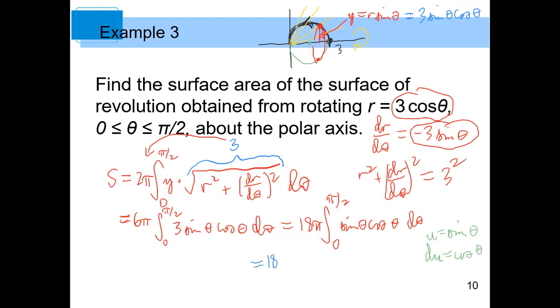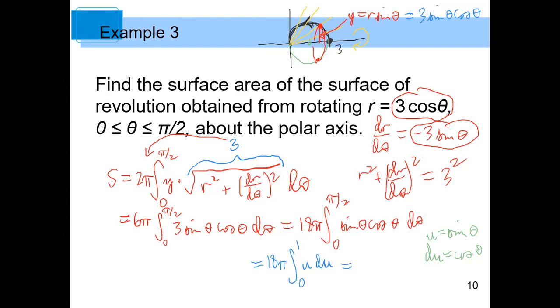Look what we end up with here. This is equal to 18 pi integral. Okay, leave the limits alone. We will fix those in a minute. But this thing is just going to be u du. What are the new limits of integration? Well, when theta is 0, what is u? When theta is 0, u is sine theta, correct? So when theta is 0, u is 0. When theta is pi over 2, what is u? 1.